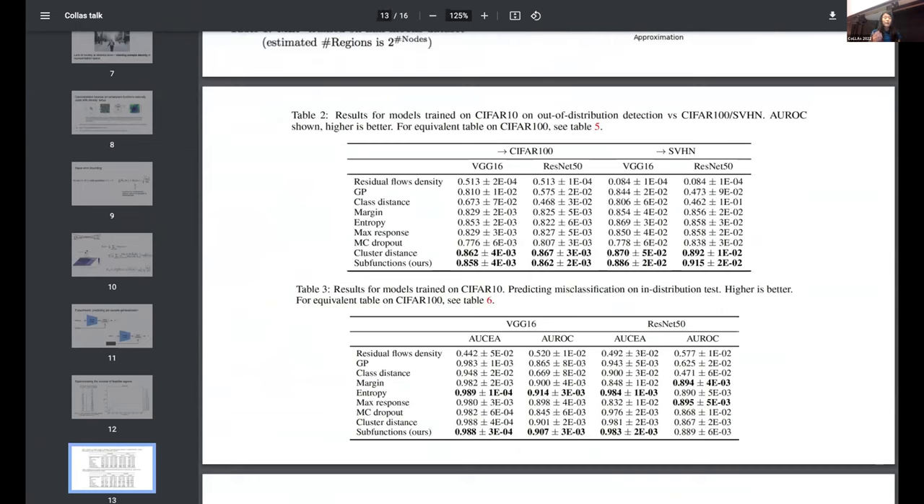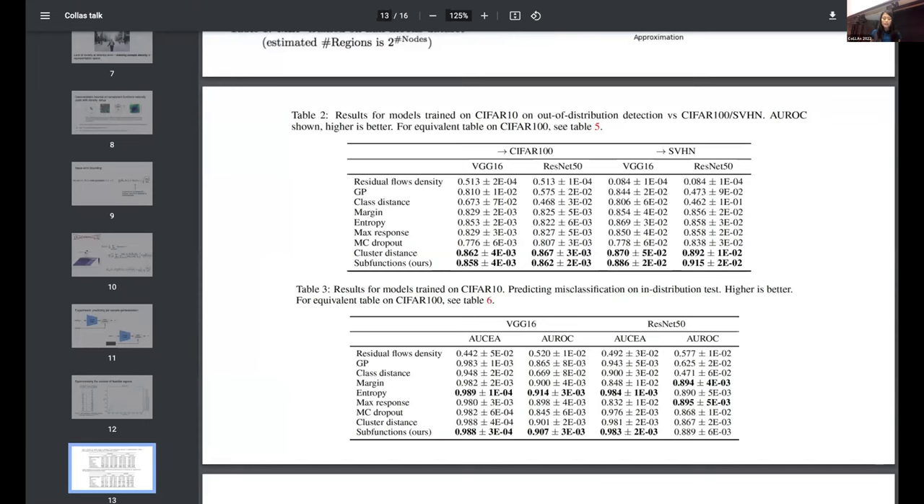So the two best baselines were entropy, meaning conditional entropy of the outputs, the output distribution given the input, and cluster distance, which is a paper from 2020, which is actually quite a similar idea at high level to ours. They also cluster the representations and measure the distance to the cluster centroids in representation space. But it's less fine-grained, because we use basically every activation pattern as a centroid or a reference point, whereas they use a small number of discrete clusters.